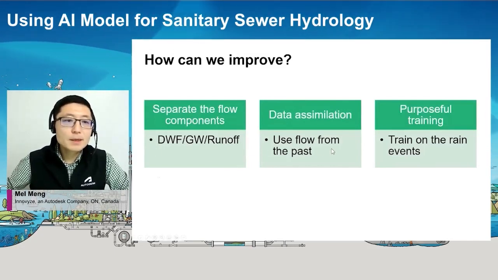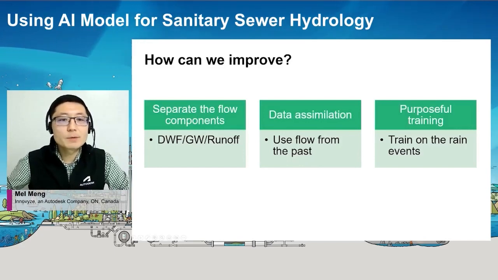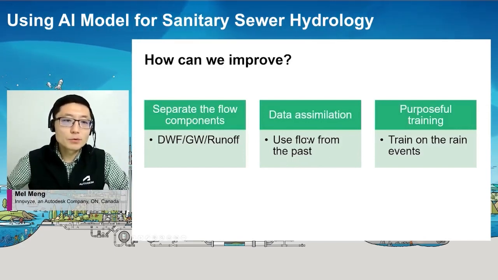And the second, which I'm quite excited about, is that an AI model is very good at data assimilation. Basically, I can feed the flow from the past and use that to predict what the flow will look like in the future. This would be almost impossible to do with typical hydraulic models. You have to build special engines to be able to do this. But for AI, it's super easy to do.